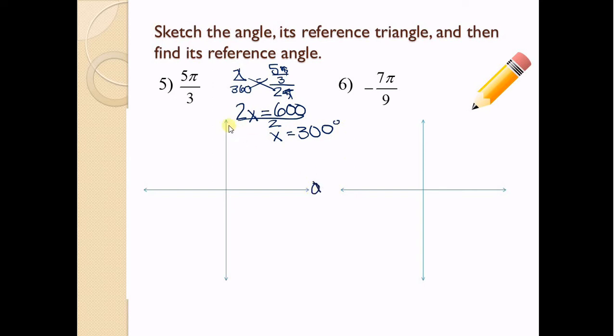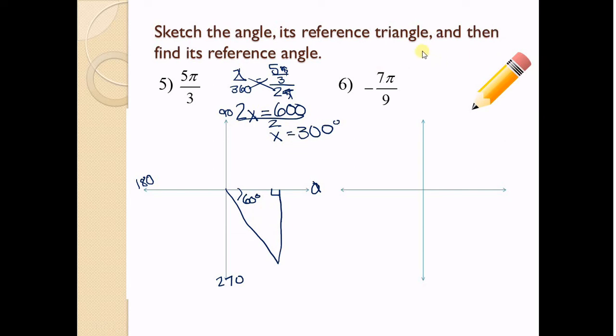So now I can label my sides here. 300 is pretty close to 270. Drop my perpendicular down. Okay, what would be my reference angle right here? How many degrees between 300 and 360? 60 degrees, right? So that would be my reference angle of 60 degrees. Finding that reference angle is very important coming up. So please be able to find that reference angle.